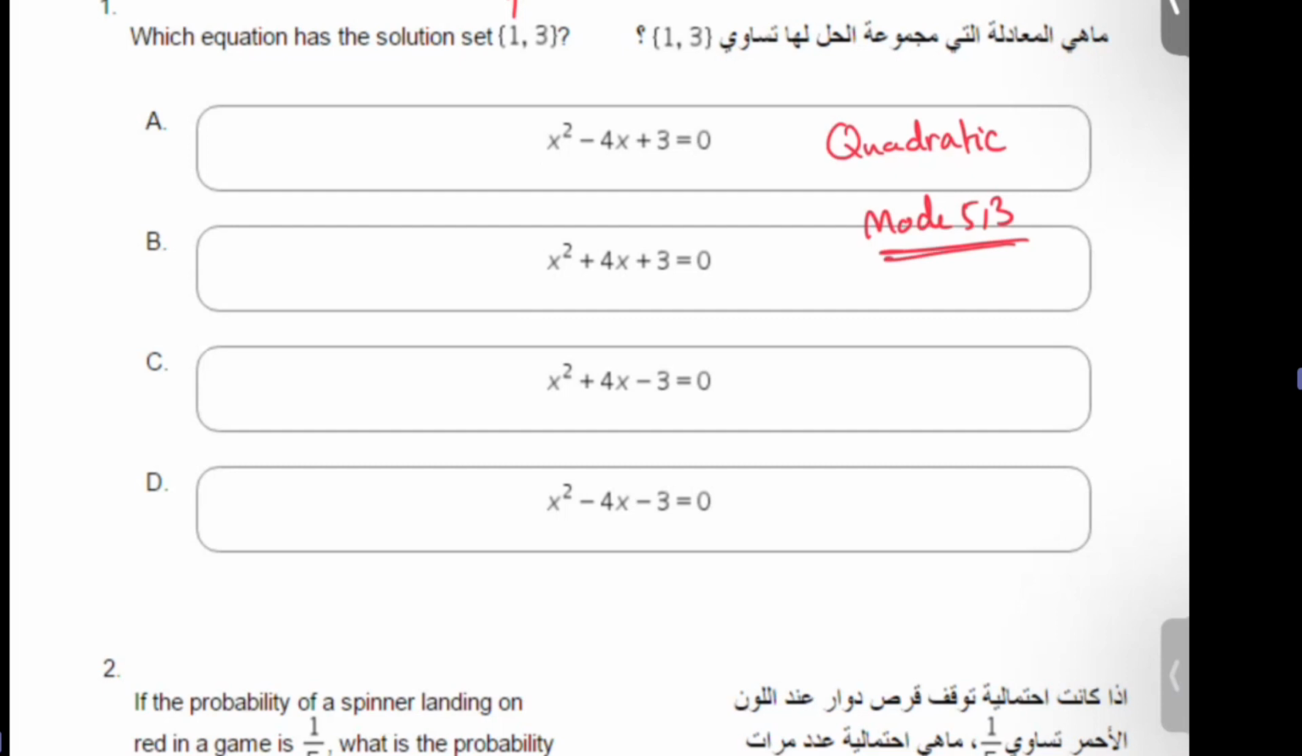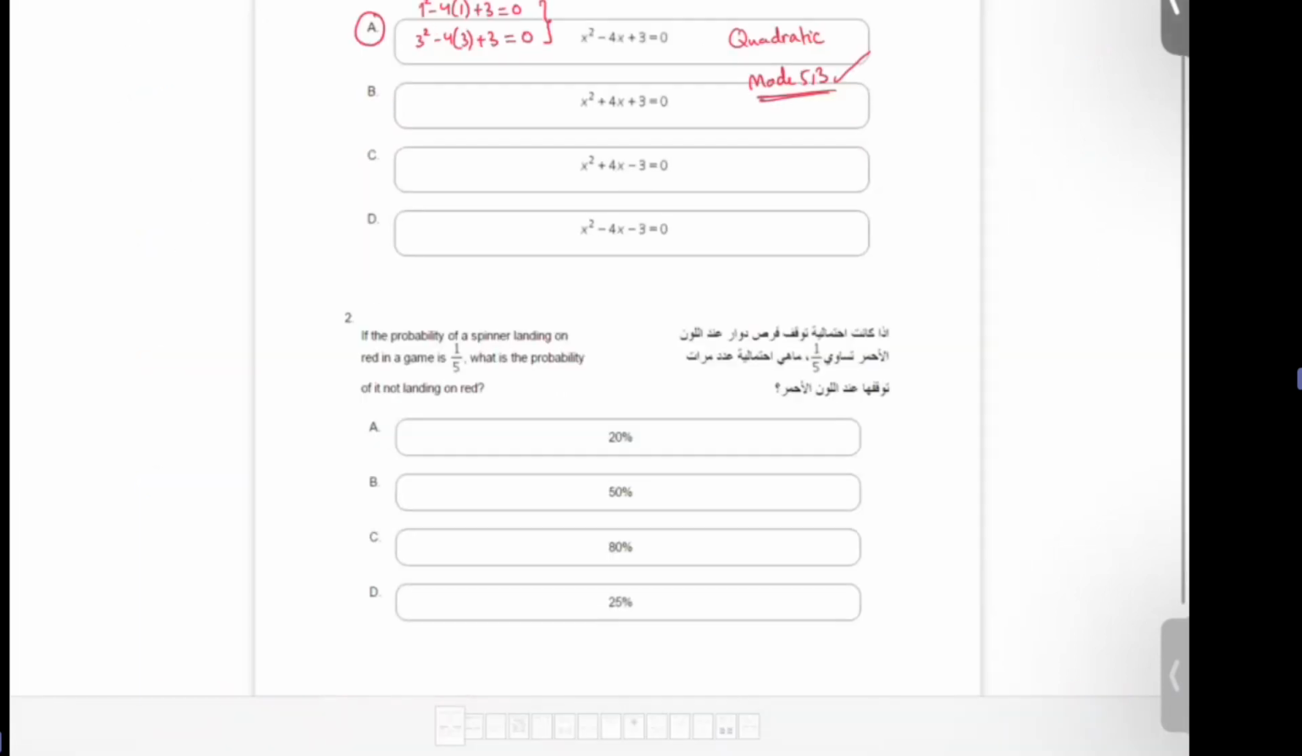If you substitute, the answer will be A upon trying. If you try 1 squared minus 4 times 1 plus 3, it's gonna be 0. And also if you substitute the other value like this, it's gonna be 0. So the answer is A. This is question 1. Either you can use the calculator mode 5-3, and it will give you the answer directly, or you can use replacement to find the answer.